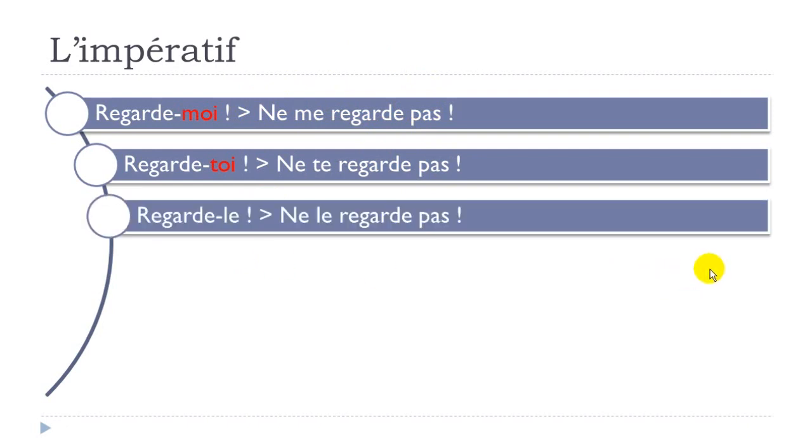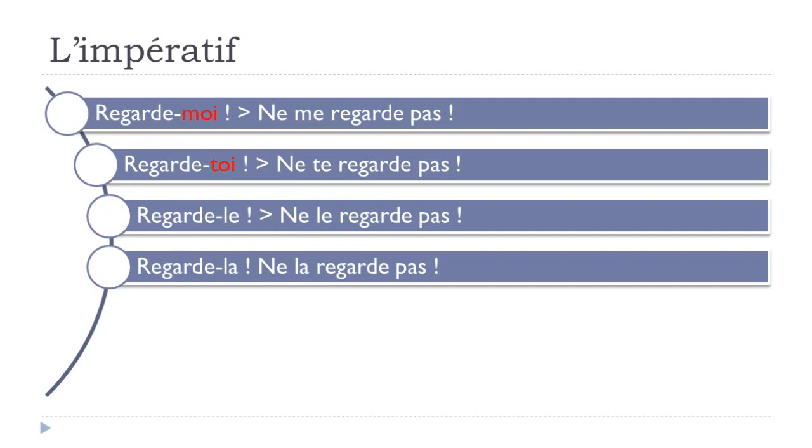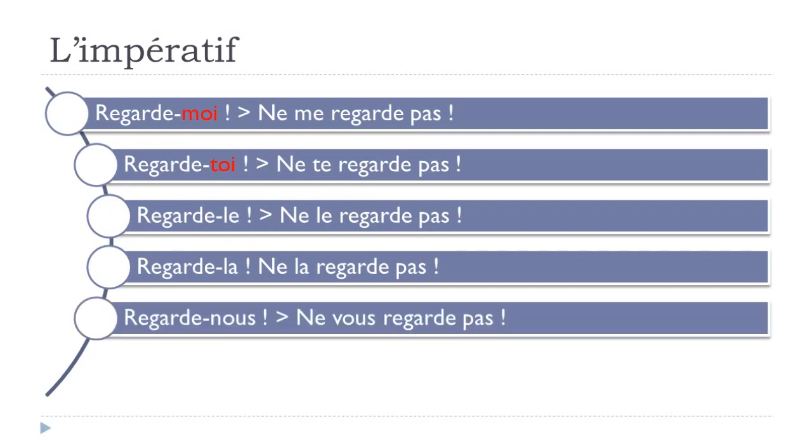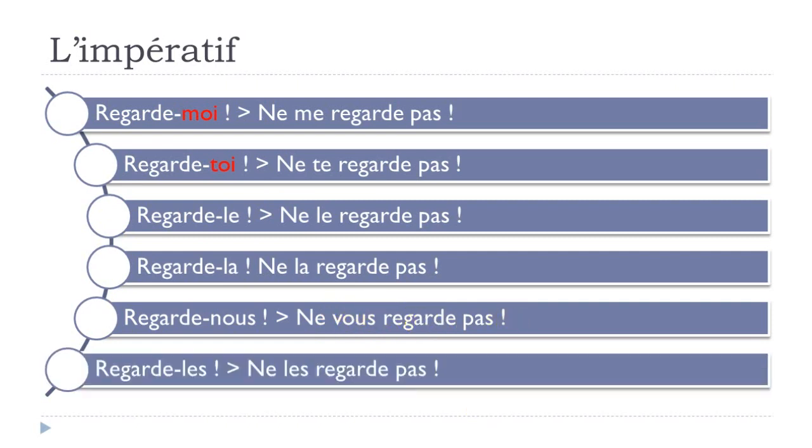And then if you've got this le pronoun, or it could be la, it will stay the same, so no modification: regarde-le, and then negative form, ne le regarde pas. Okay? Regarde-la, ne la regarde pas. It could be regarde-nous, okay? Ne, whoops, sorry, I made a mistake. It should be nous here. Ne nous regarde pas. Okay, and the last one, regarde-les will become ne les regarde pas.